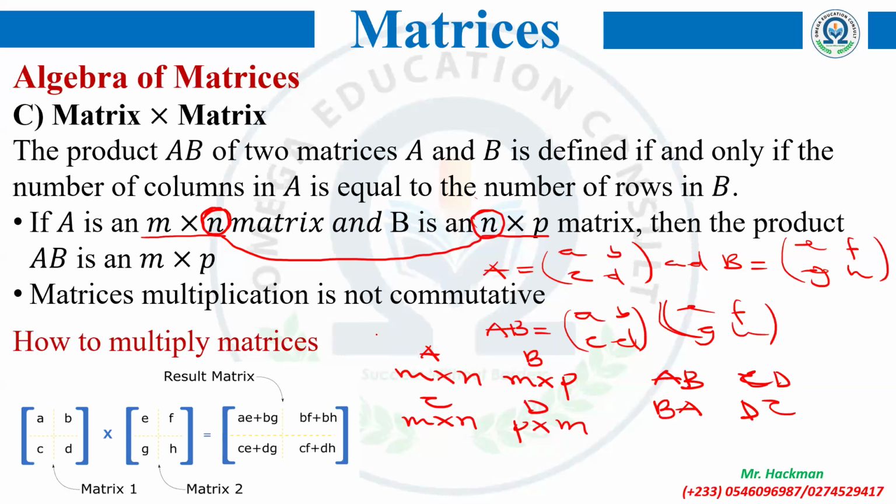Because DC will give us P by M, then M by N. So now their inner values will be the same. So the product of DC will give us which order?